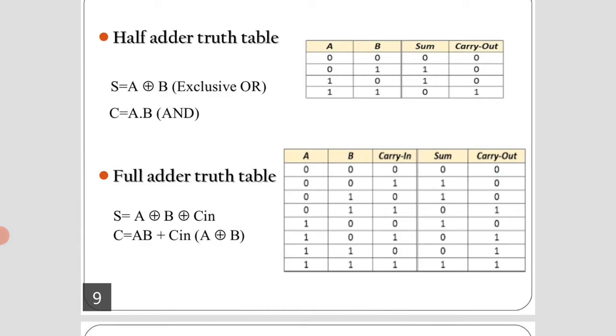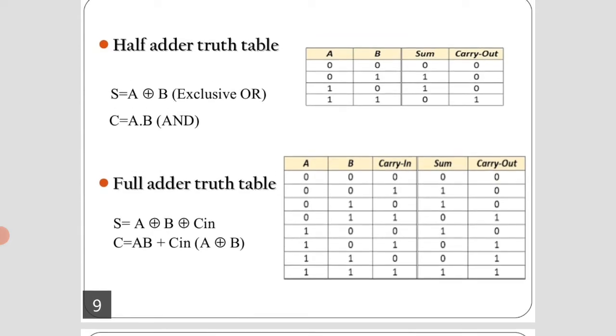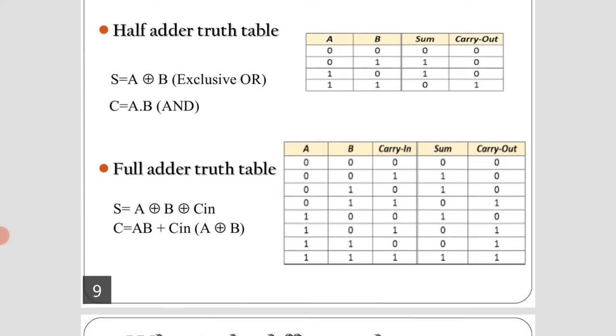After that, the full adder truth table: the sum S is equal to A XOR B XOR Cin. How do we obtain the sum output? With 3 inputs A, B and carry in: 0 0 0 sum is 0, 0 0 1 sum is 1, 0 1 0 sum is 1, 0 1 1 sum is 0, 1 0 0 sum is 1, 1 0 1 sum is 0, and 1 1 0 sum is 0. For input 1 1 1 sum is 1.